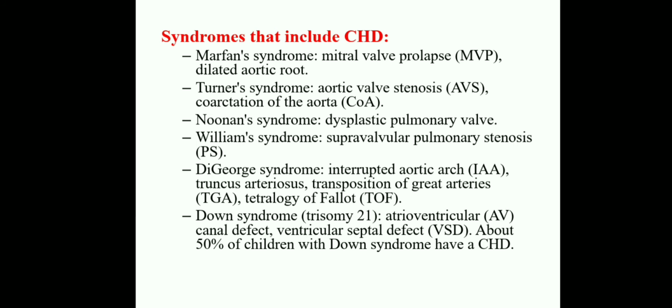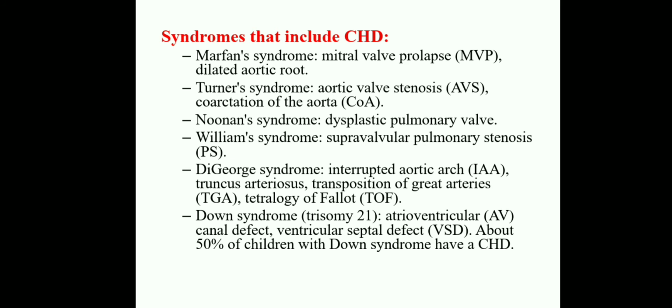Next, coming to the syndromes that include congenital heart diseases. Some syndromes are associated with congenital malformations or congenital heart diseases. What are the syndromes? First one is Marfan syndrome, second is Turner syndrome, third is Noonan syndrome, fourth is Williams syndrome, fifth is DiGeorge syndrome, sixth is Down syndrome. These are the syndromes that include congenital heart diseases. We will discuss one by one.